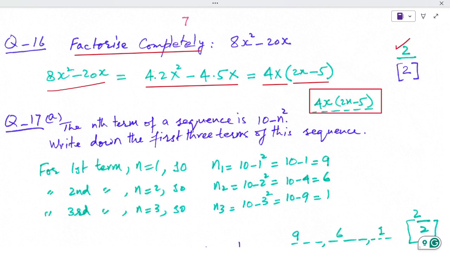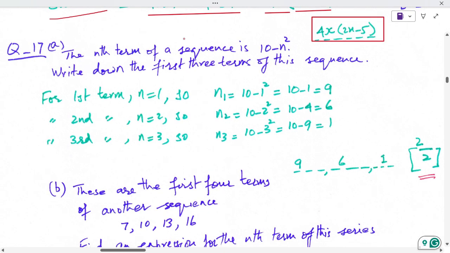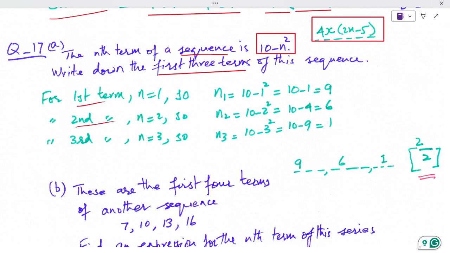Question number 17 is about sequences. He has given you the nth term as 10 minus n square, and he is asking you the first 3 terms, that is first term, second term and third term. You know that first term has n equal to 1, second term has n equal to 2, and third term is n equal to 3. Put in the values of n in them and find out the answers and write the answer in the given space. You get 2 out of 2.